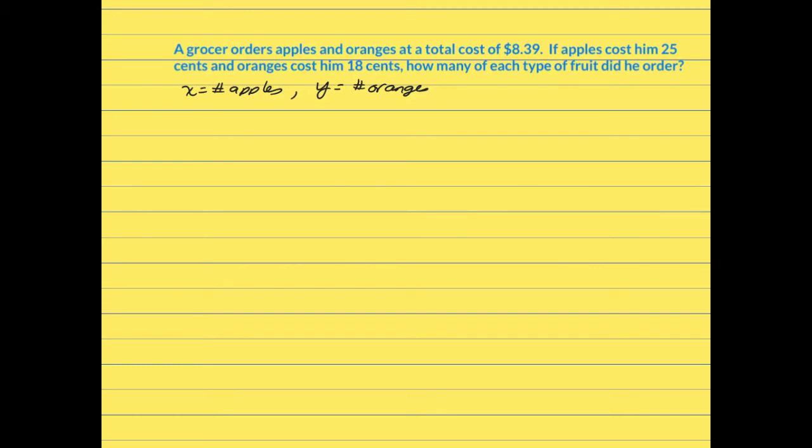So the equation we're going to have, now notice we're talking in cents and we're talking in dollars, and we don't want decimals. And we've got to use 1 unit, so we're going to convert to cents. So we've got 25x plus 18y equals 839 pennies. This is the equation we want to solve.